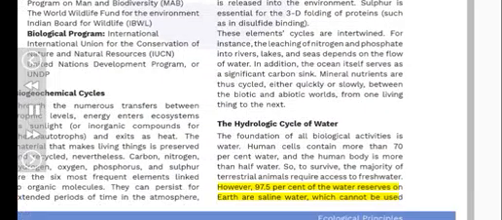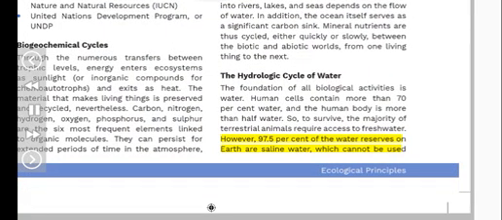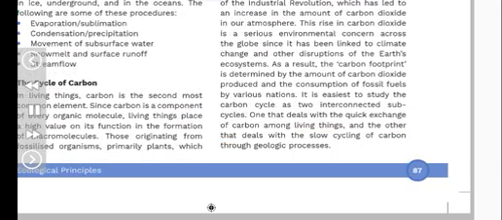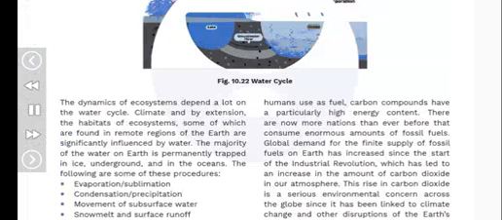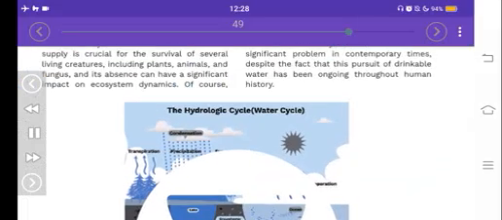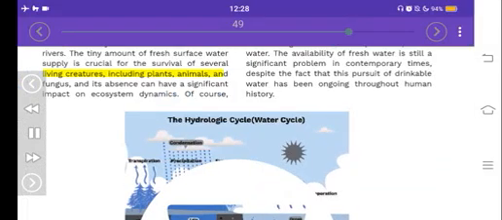97.5% of the water reserves on Earth are saline water, which cannot be used for drinking. About 99% of the remaining water is frozen or kept underground as groundwater. Therefore, only 1% of fresh water may be conveniently accessed from lakes and rivers. This tiny amount of fresh surface water supply is crucial for the survival of several living creatures, including plants, animals, and fungi, and its absence can have a significant impact on ecosystem dynamics.